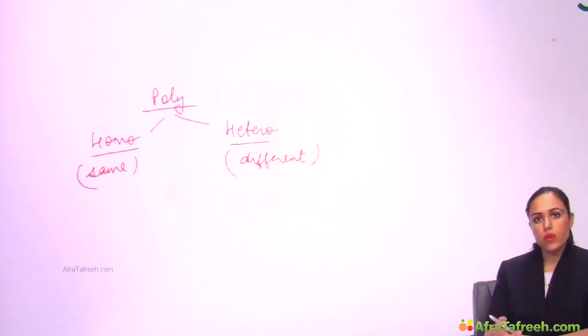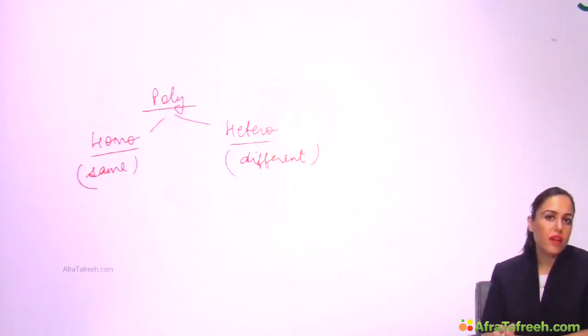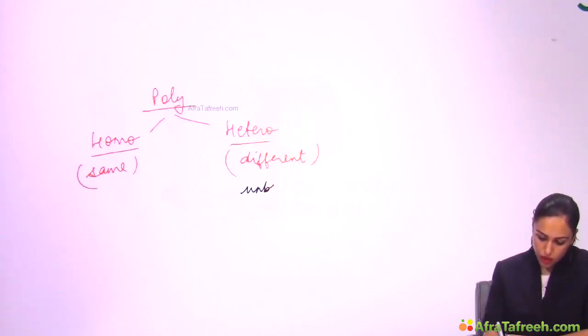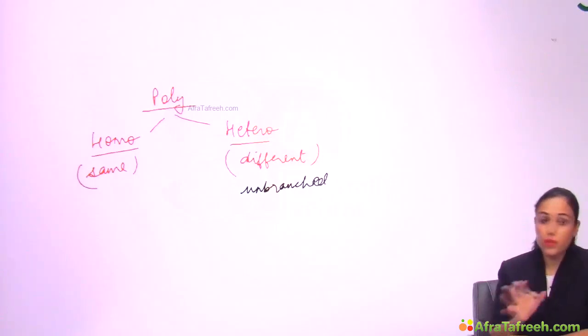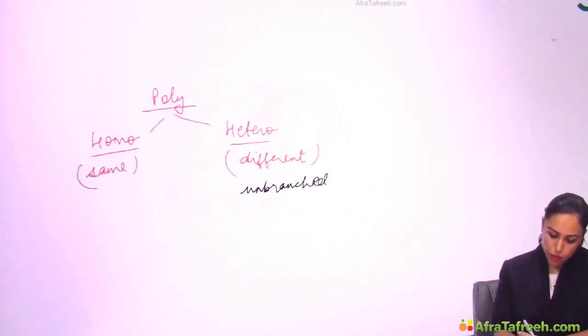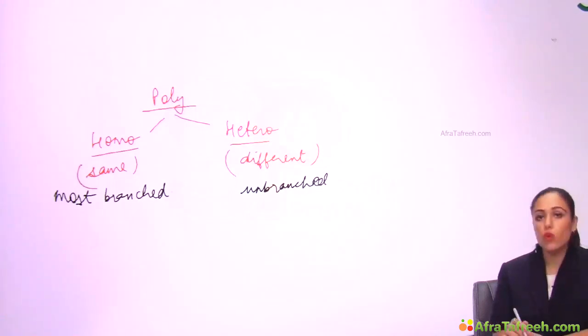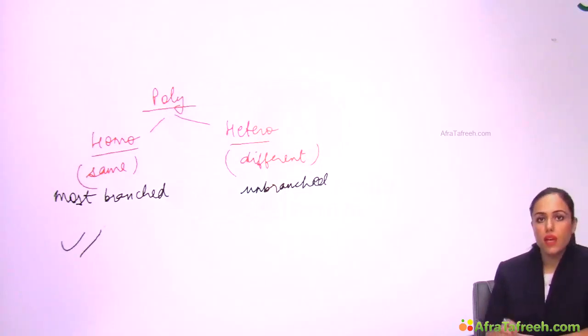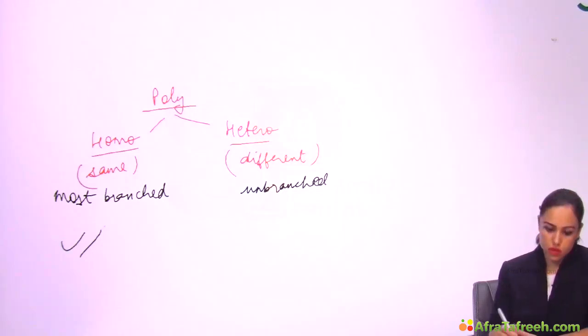Now just think once, are heteropolysaccharides branched or unbranched? What do you think? Heteropolysaccharides are actually unbranched. It appears as if they are branched, they are complex, but no. Heteropolysaccharides are unbranched. In fact, most of the homopolysaccharides are branched. So first we'll be taking homopolysaccharides, in which the first two examples I'm going to take are starch and glycogen.